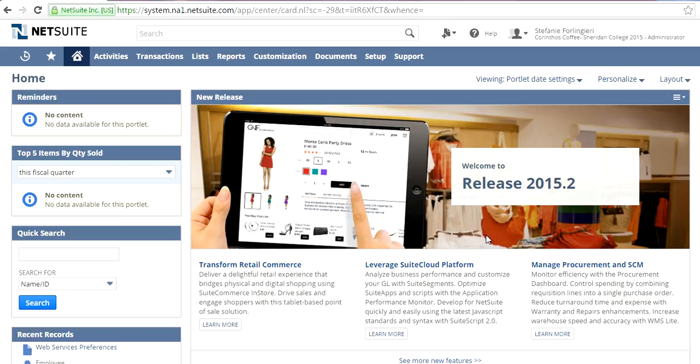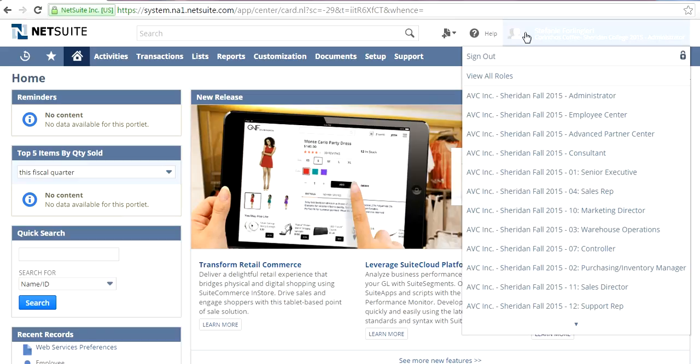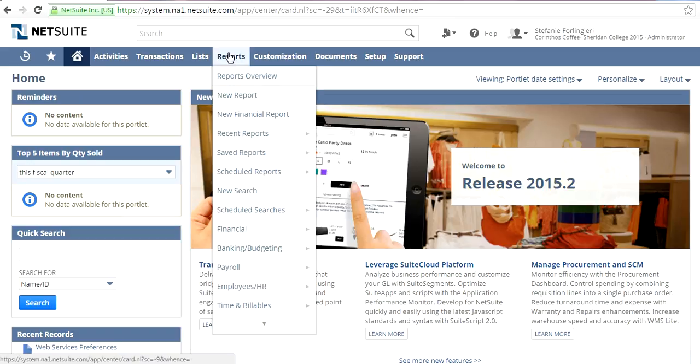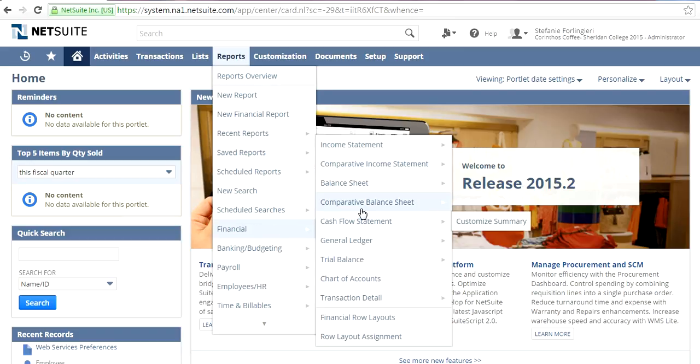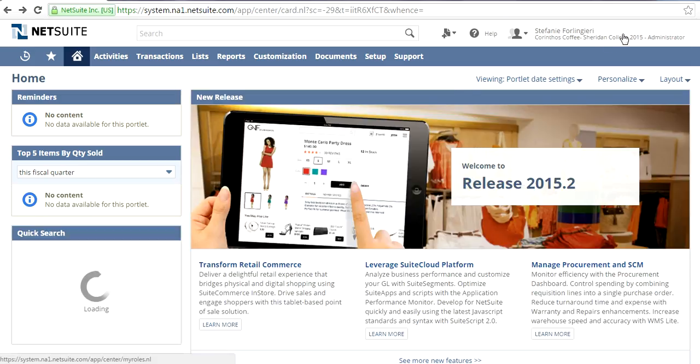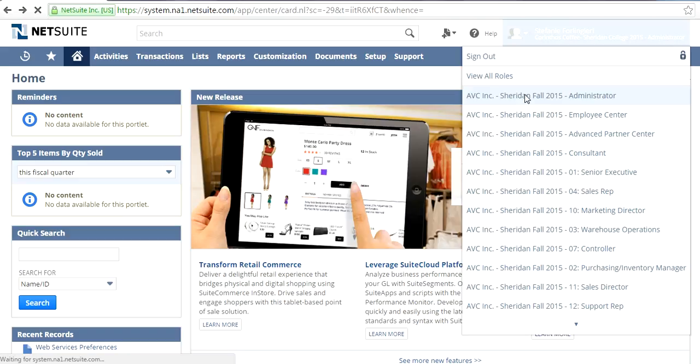Okay, so I just wanted to go through how you would get the information inside of our ERP system to start off with. So we're looking at NetSuite. First off, you would go to your reports. You can go to financial, and if you want to grab your comparative balance sheet, give me one sec. Let me change companies.